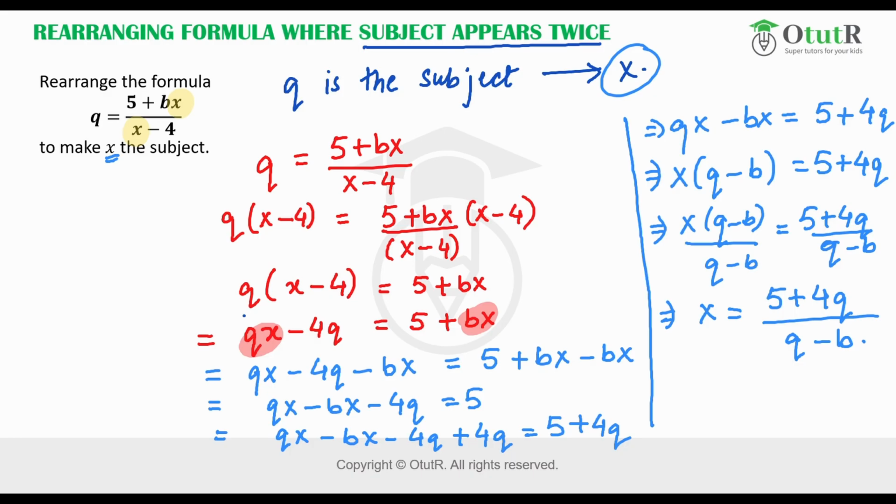So the steps are, if the question looks like this, we first have to remove the denominator, then we have to expand the left side, then we have to collect the like terms, and at the end we are going to get the equation and x is going to be your subject. Okay, let's move on.